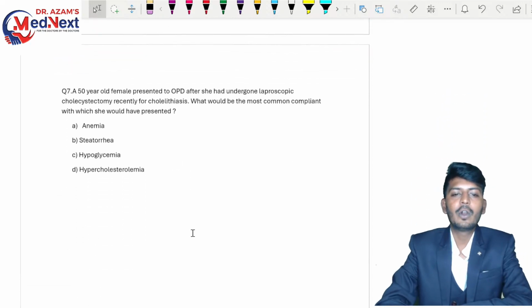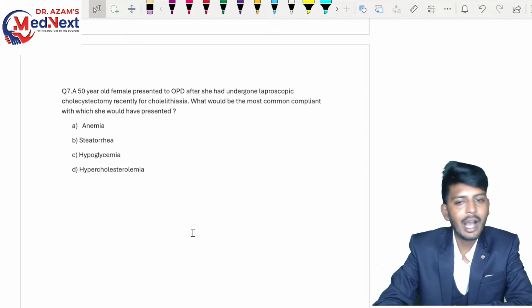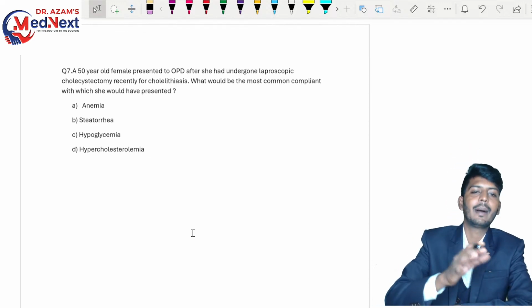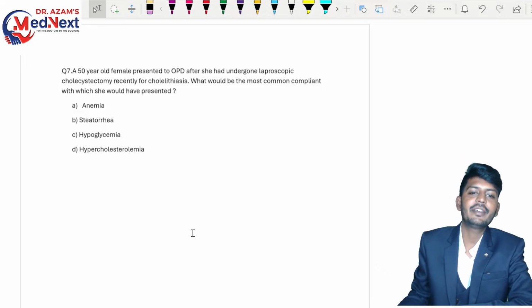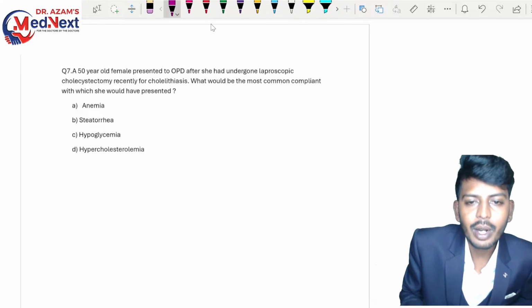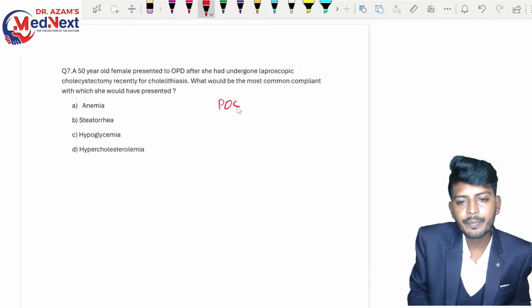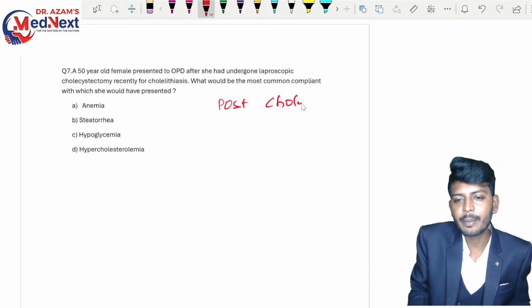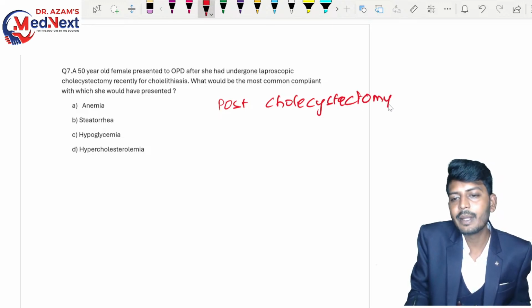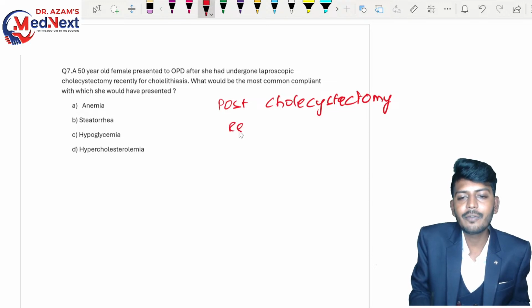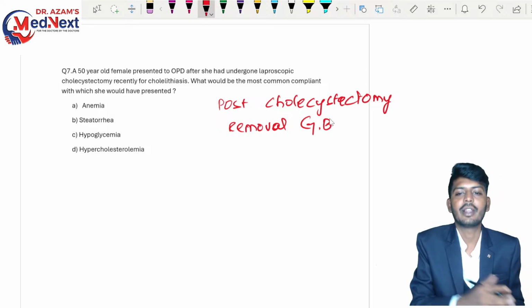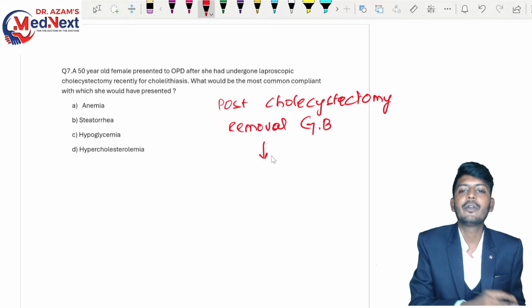A 50-year-old female presented to the OPD after she had undergone a laparoscopic cholecystectomy for cholelithiasis. What is the most common complaint with which she would have presented? Okay, so what is the case here? Post cholecystectomy. What does post cholecystectomy mean? Cholecystectomy means removal of gallbladder. Is the gallbladder there or not? Gallbladder is not there. So if there is removal of gallbladder, automatically what will happen?